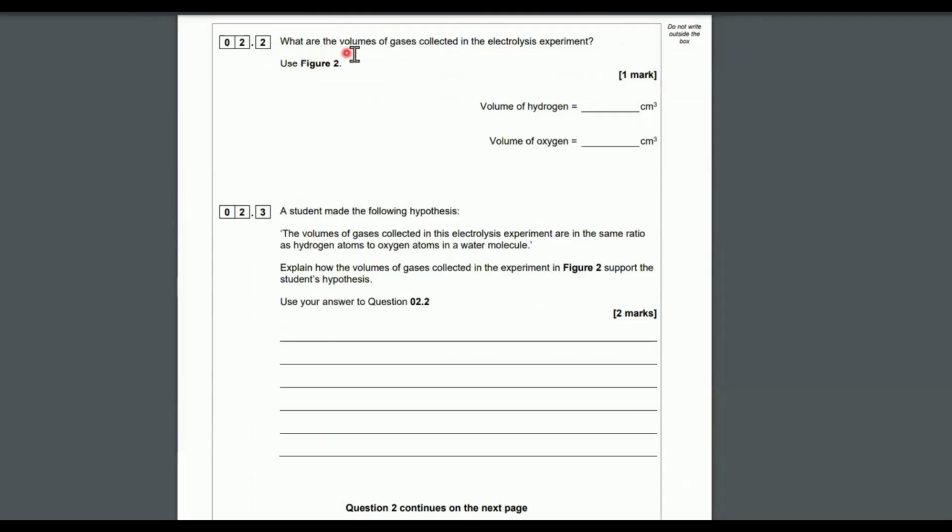2.2. What are the volumes of gases collected in the electrolysis experiment? Volume of hydrogen gas in centimeter cubed and volume of oxygen gas in centimeter cubed. What this is testing us on is, can we read the measuring cylinder? So what we need to do is go up and see if we can read that measuring cylinder.